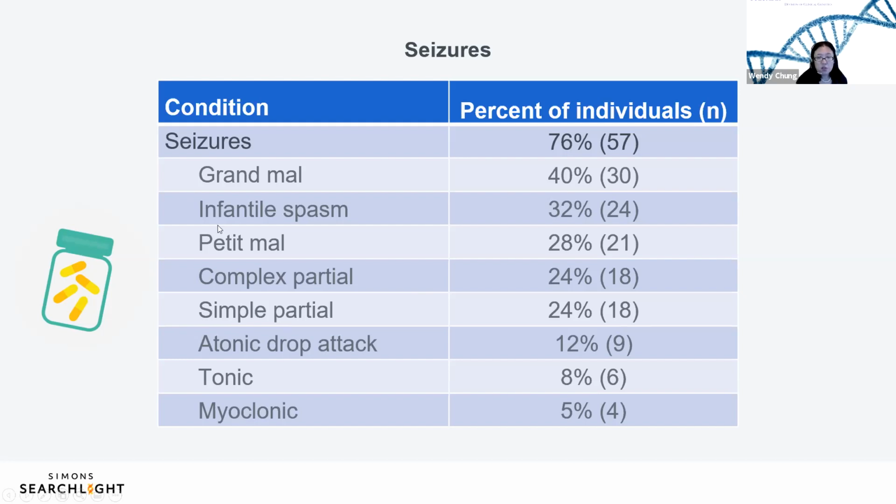A variety of seizure types. Again, you can see that these numbers add up to more than 100% because some people have more than one seizure type. Even within the same week, someone could have more than one seizure type. With all of these, though, it is incredibly important, because seizures are so common, that anyone with this condition get a baseline EEG or electroencephalogram.